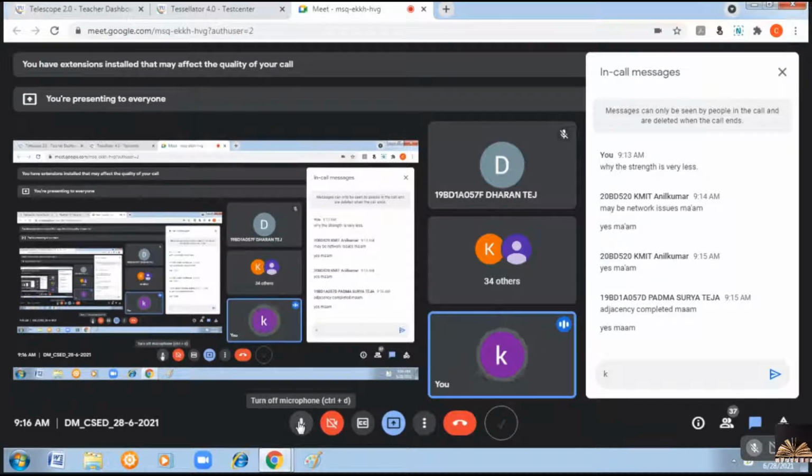Then we'll start the next topic, that is isomorphic graphs. When do we say that two graphs are isomorphic? That we'll see now. Okay? So before I tell you what is an isomorphic graph, first of all, we should know what is a degree sequence, right?